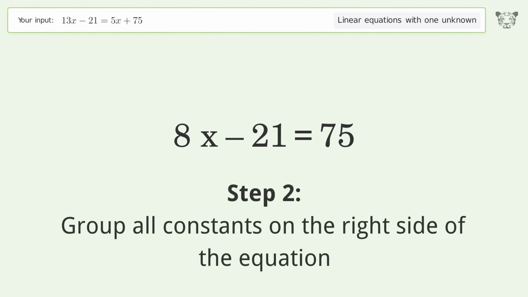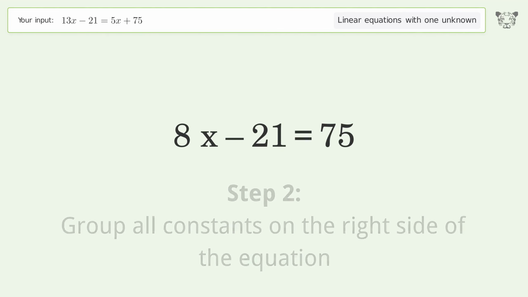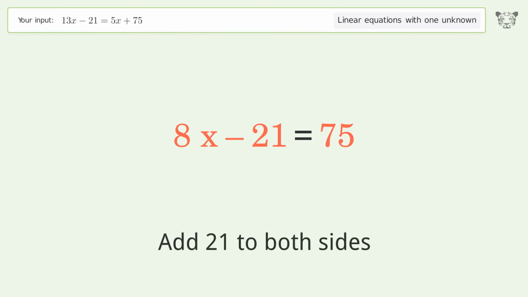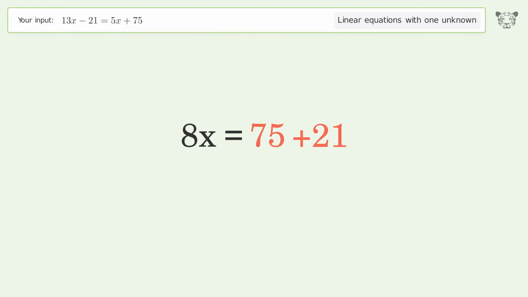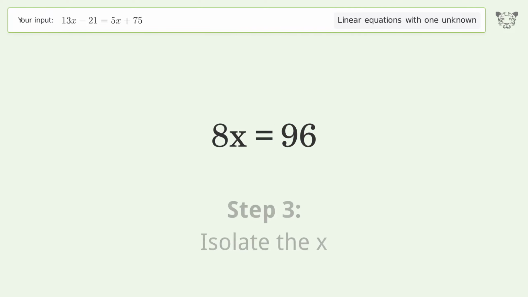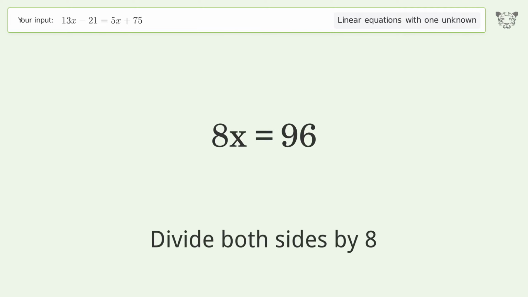Group all constants on the right side of the equation. Add 21 to both sides. Simplify the arithmetic. Isolate the x. Divide both sides by 8.